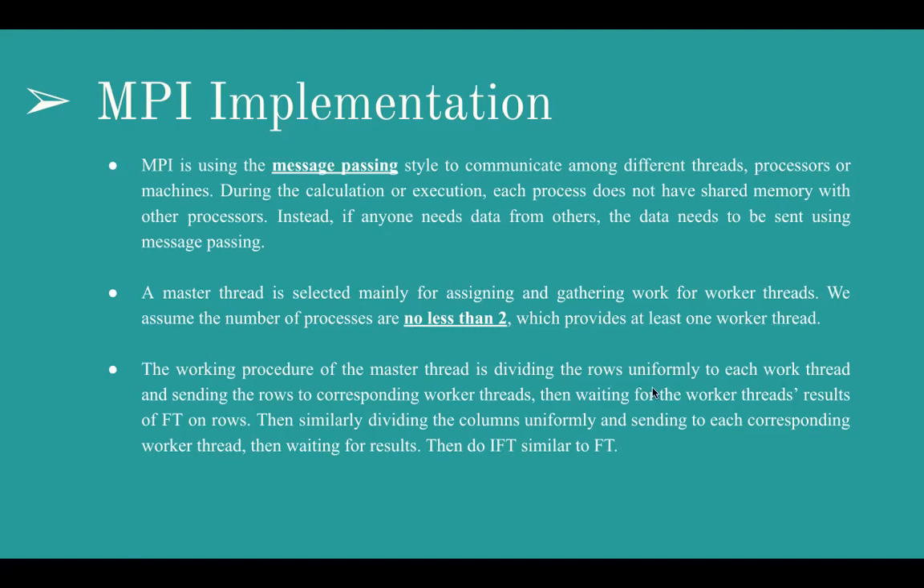The working procedure of the master thread is dividing the rows uniformly among the threads and sending the rows to the corresponding worker threads, and then waiting for the worker threads' results of the Fourier transform on rows. Then similarly, it divides the columns uniformly, sends them to the corresponding worker threads, and waits for results. And then we do the inverse Fourier transform.